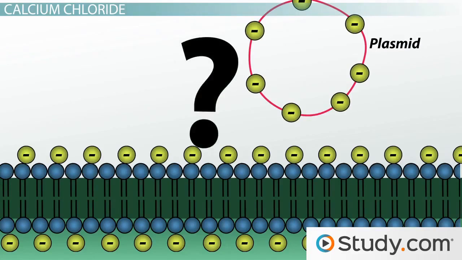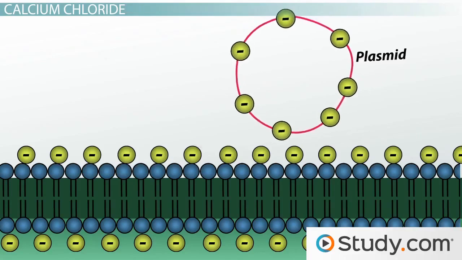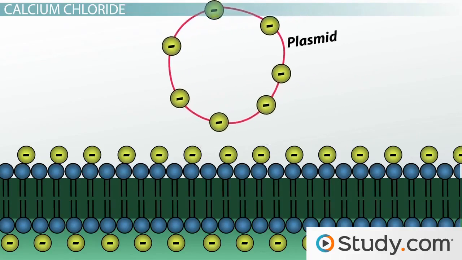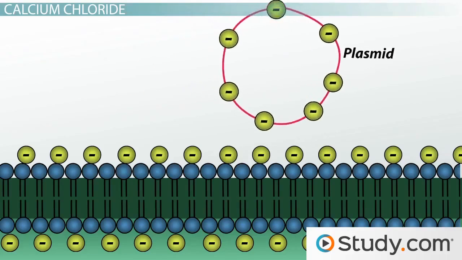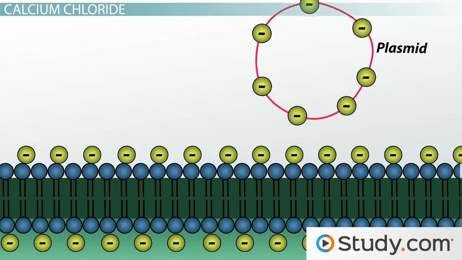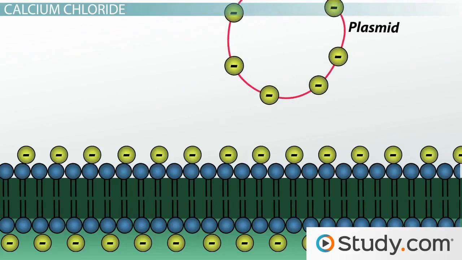Does anyone see a problem with this? We want to push the DNA into the cell, right? But if DNA and the cell membrane have the same charge, this is going to be like trying to push the negative side of two magnets together. The DNA and cell membrane are going to repel each other.